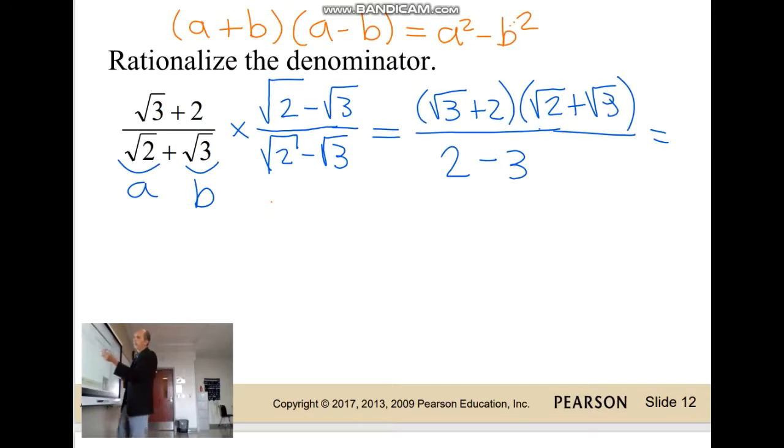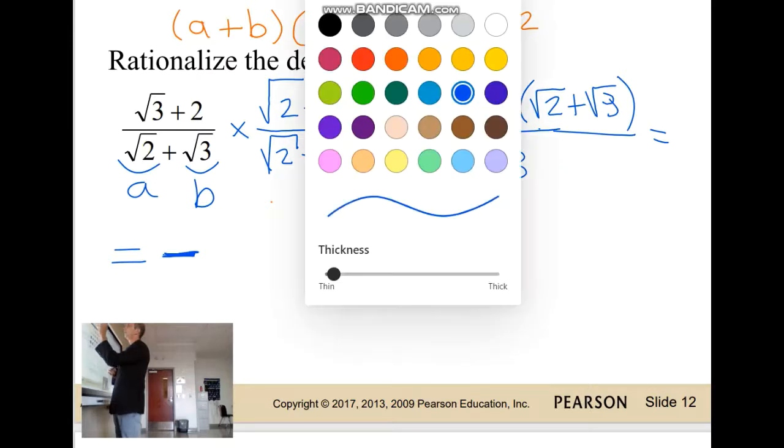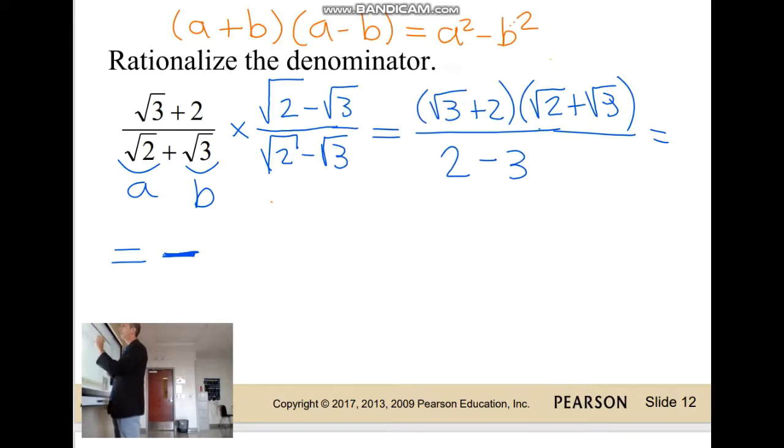And combining like terms on the denominator, we will have 2 minus 3, negative 1. Negative 1, we can actually just represent the negative here in front of the expression, right? Negative 1. And let's work out the distributive property. We will distribute square root of 3 here and there, and 2 here and there. Let's apply the distributive property here.